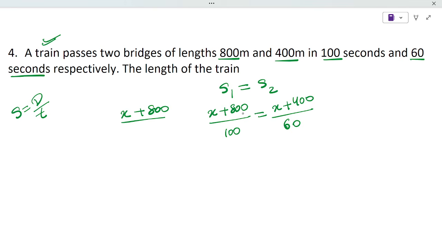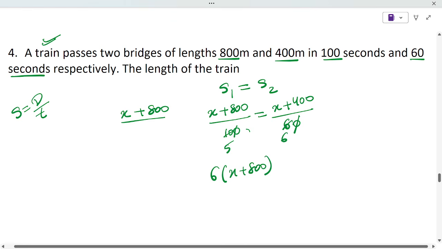Now we're going to cancel the zeros from the denominators. So cancelling, we get 5 times 2 and 6 times... And then what do we have here? Cross multiplying, 6 times x plus 800 is equal to 5 times x plus 400.